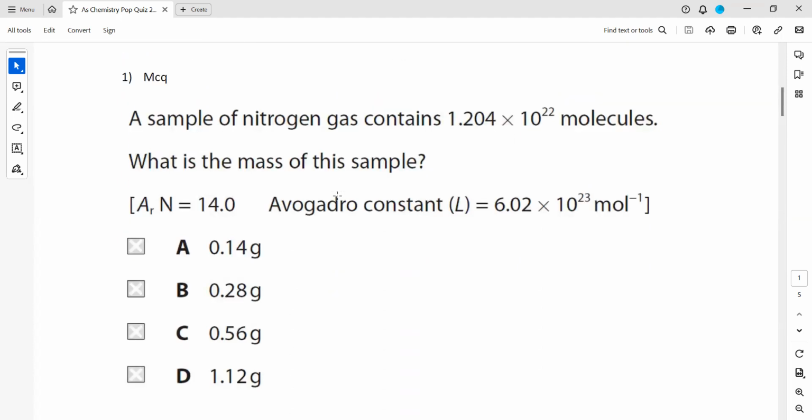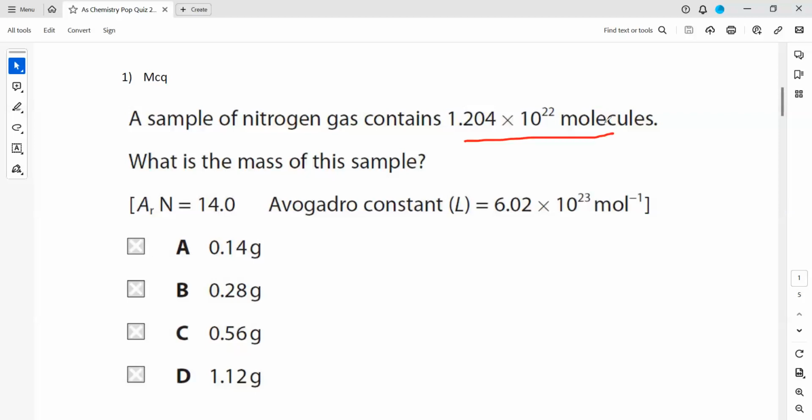So in the first question, a sample of nitrogen contains 1.204 × 10^22 molecules. What is the mass of this sample? The Avogadro's constant is given, which is 6.02 × 10^23. So how to work out the mass?